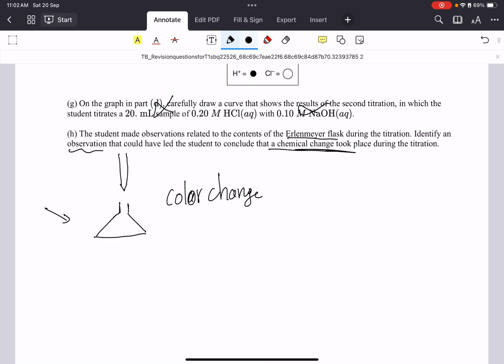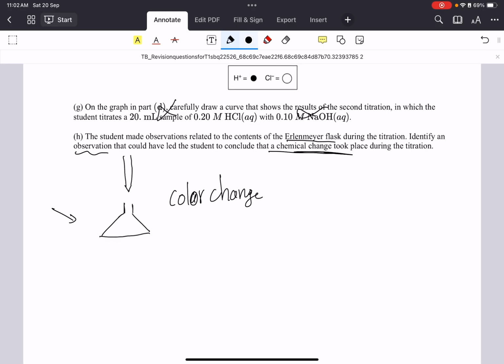Or also the reaction of HCl and NaOH is an exothermic reaction. So the temperature slightly increases. The temperature increases. So you may also write that the temperature changed or increased.